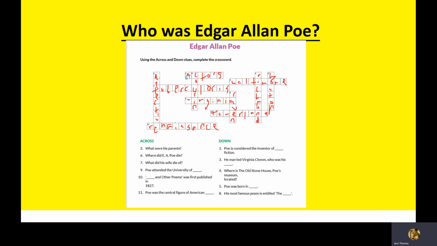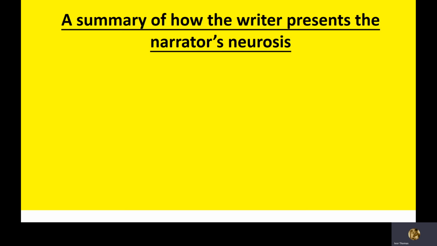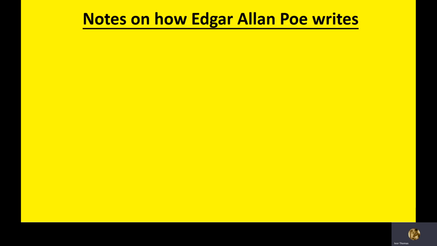He was born in Boston, and his most famous poem is entitled The Raven. Now, I've found some notes from Edgar Allan Poe about how he composed The Raven. It's a very unusual, different way of working. So let's write some notes on how Edgar Allan Poe writes.